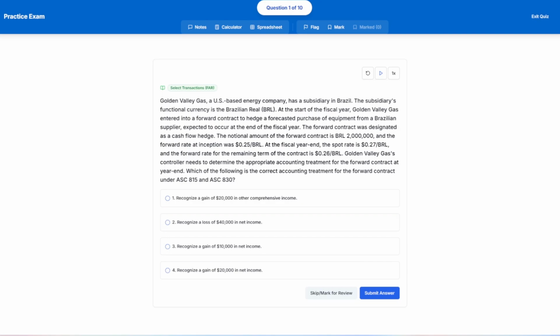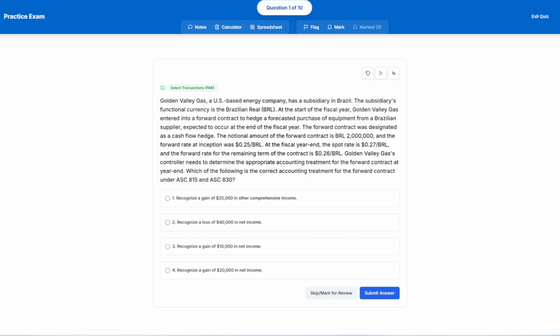Option 2 proposes recognizing a loss of $40,000 in net income. This option can't be correct because the gain or loss recognized in net income should only happen when the forecasted transaction affects earnings. Here, we're dealing with the effective portion of a cash flow hedge, which must go to OCI. Option 3 suggests recognizing a gain of $10,000 in net income. This might seem right if we confuse the effective and ineffective portions of the hedge, but since the entire change in value of the hedge at the forward rate is effective, this option is incorrect.